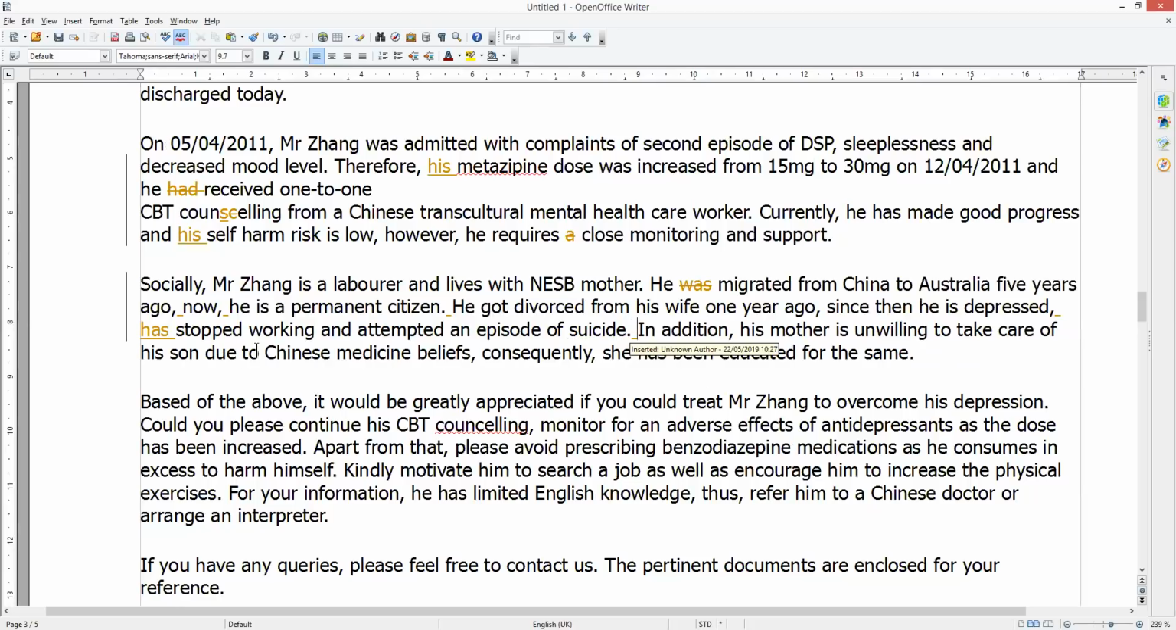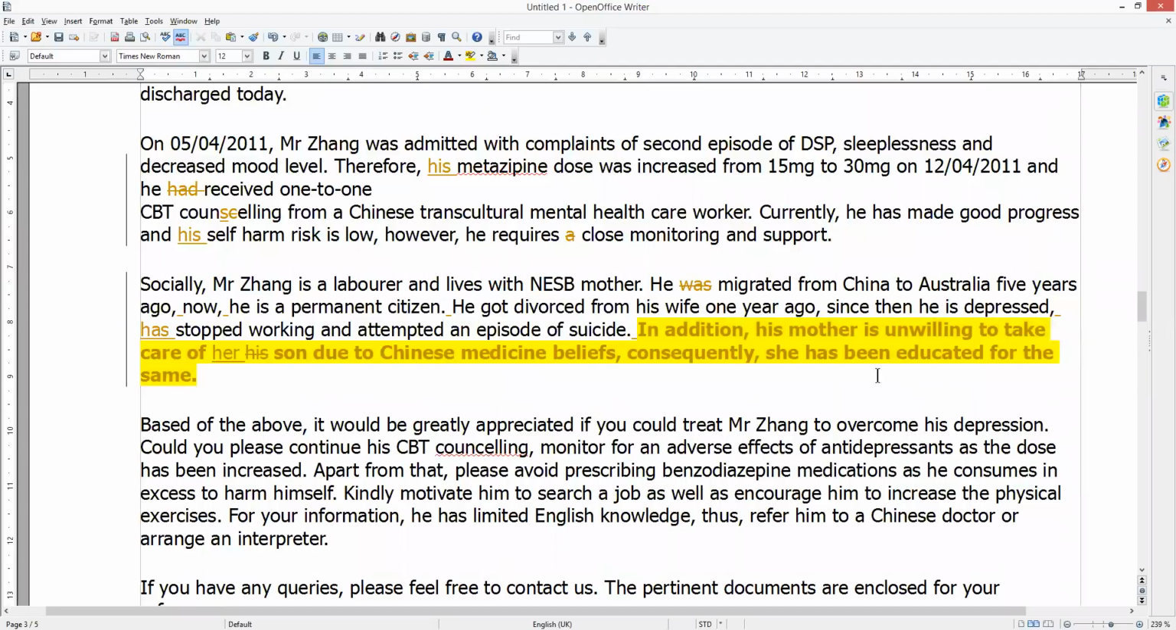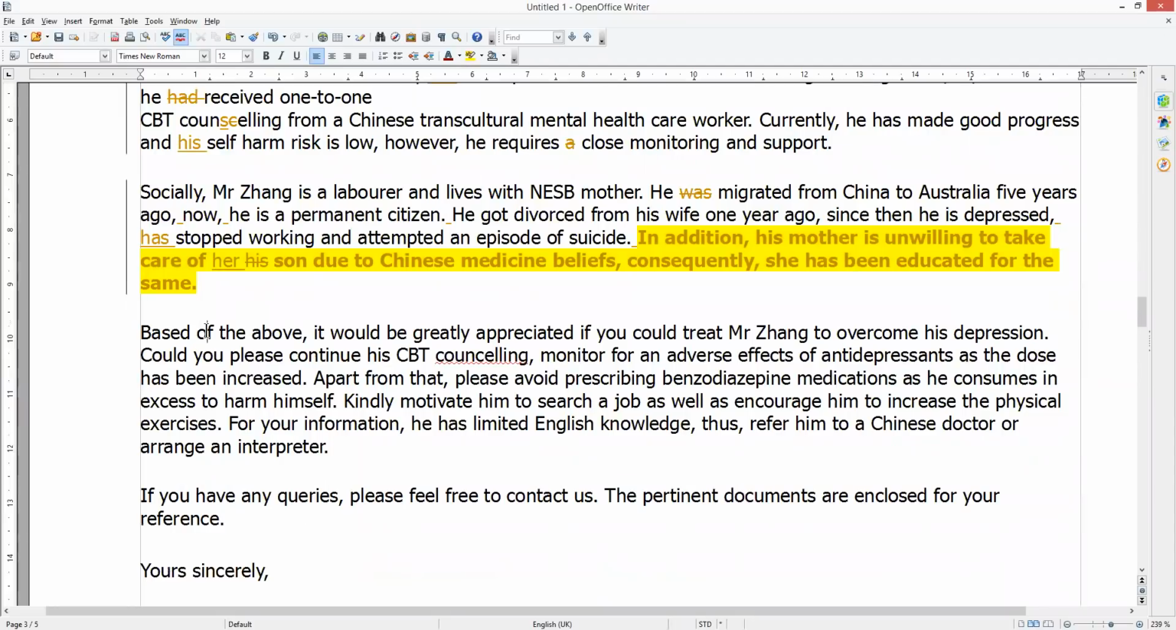His mother's going to take care of his son, her, surely. Due to Chinese medicine beliefs, well, I don't know about, I have seen these case notes, and I don't think that's quite what it means. She has been educated for the same what? And what's she been educated in? Oh, this last sentence is not so clear as what is being, as who's done what to whom, why, how, not very clear.